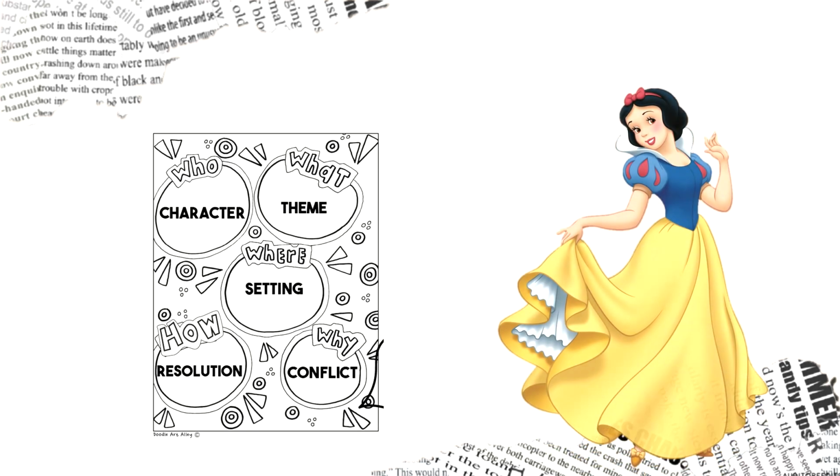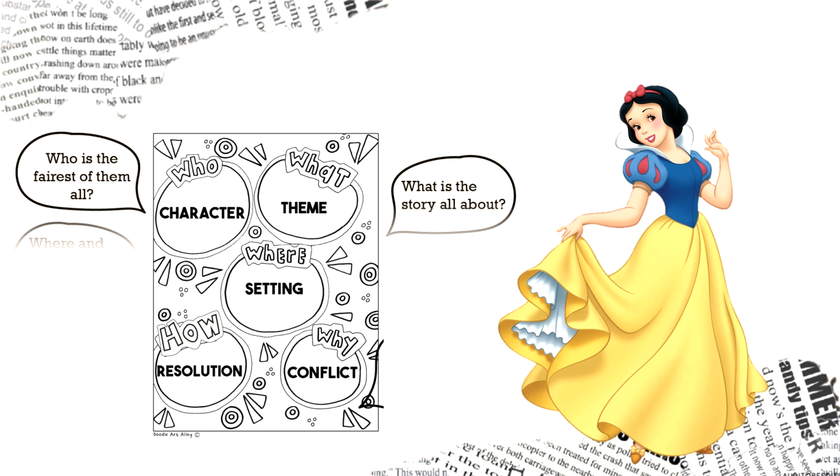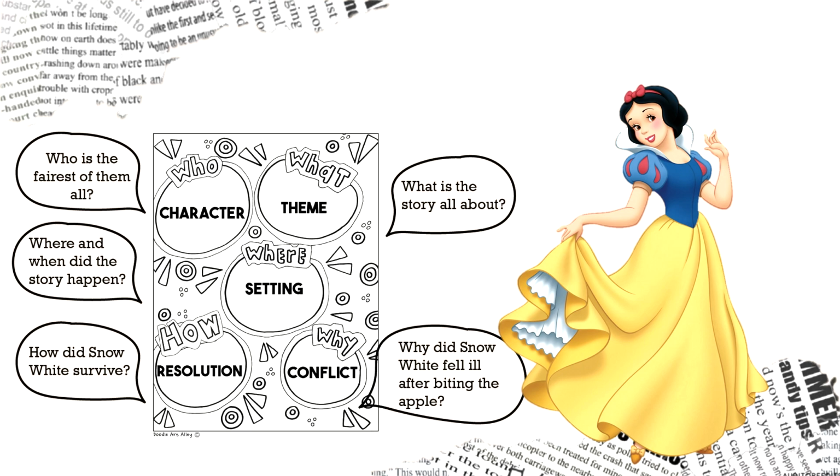So, for example, in the story of Snow White, how do we know which is the character, the theme, the setting, the conflict, or the resolution? So ask yourself, for the character, who is the fairest of them all? For the theme, what is the story all about? For the setting, where and when did the story happen? For the conflict, why did Snow White fall ill after biting the apple? That tells us the problem. How did Snow White survive? That tells us how the story was resolved, or the resolution.